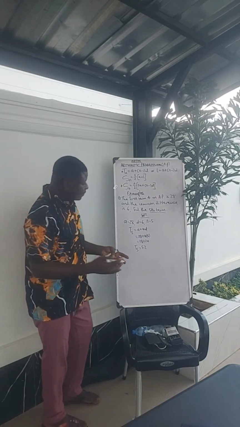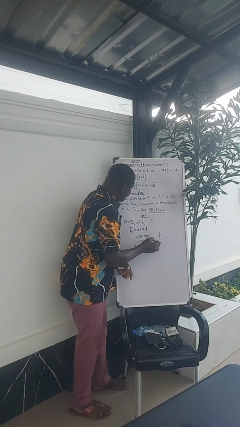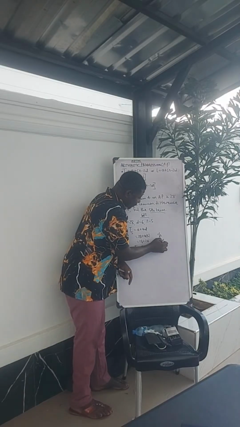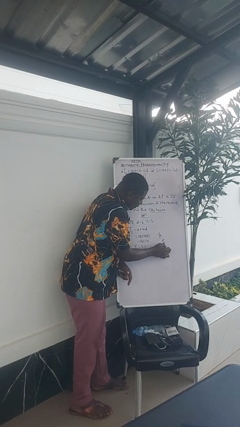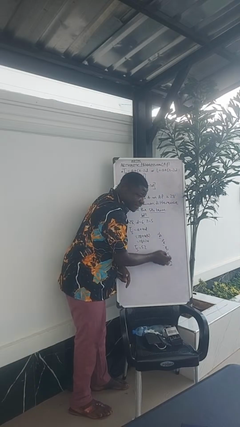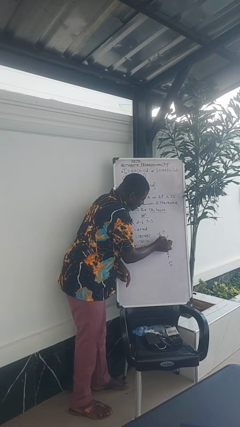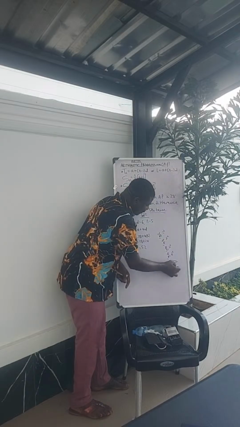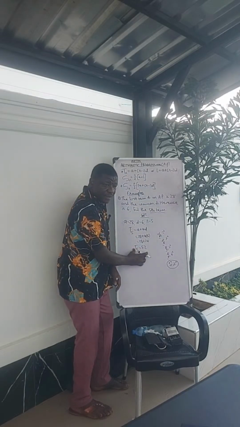Then what does that mean? The first term is 28, the common difference is 6. Add 6 to 28, you get 34. Add 6, you have 40. Add 6, 46. Add 6, 52. That means if this continues, this is the first term, second term, third term, fourth term, and the fifth term is 52. That's what they're trying to say.